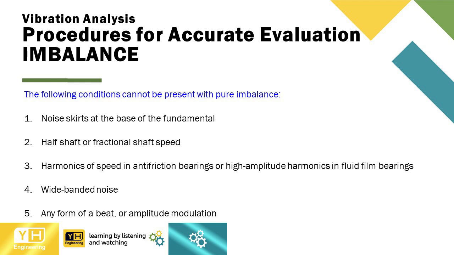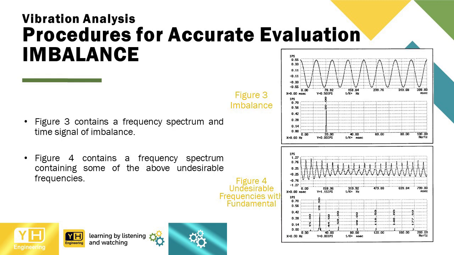The following conditions cannot be present with pure imbalance. Number 1, noise skirts at the base of the fundamental. Number 2, half shaft or fractional shaft speed. Number 3, harmonics of speed in anti-friction bearings or high amplitude harmonics in fluid film bearings. Number 4, wide-banded noise. And number 5, any form of a beat or amplitude modulation. Figure 3 contains a frequency spectrum and time signal of imbalance. Figure 4 contains a frequency spectrum containing some of the above undesirable frequencies.